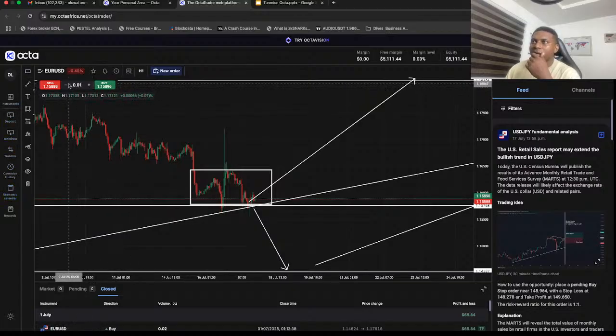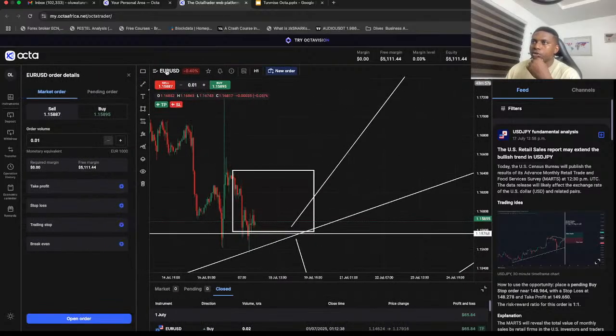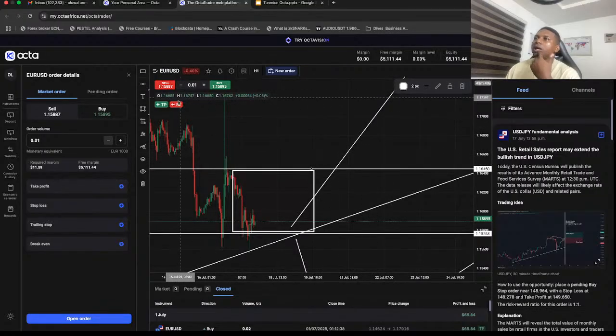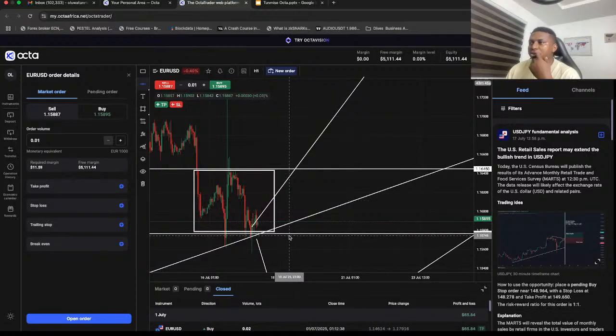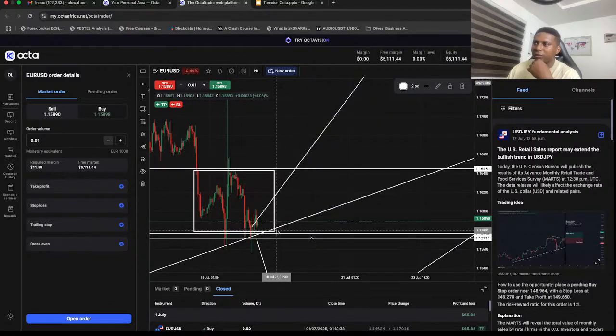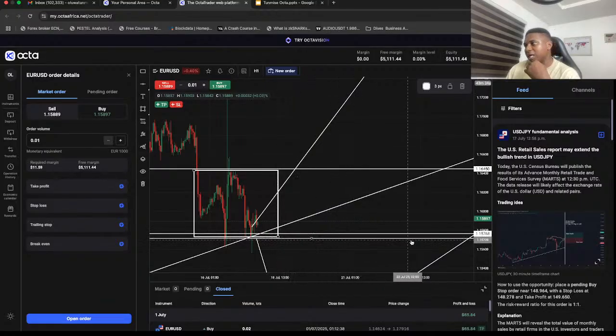Okay. So at this point now, let me go to new order. We want to map our levels and set our buy stop and sell stop. I want to sell at this level, 1.15718, and I want to buy at 1.16450. All right, good.